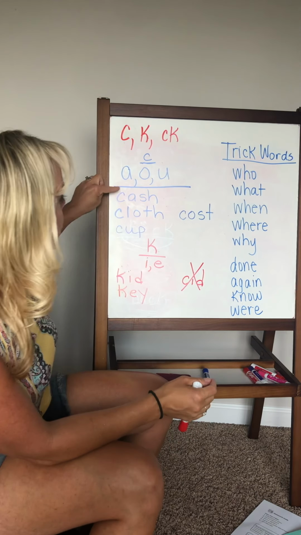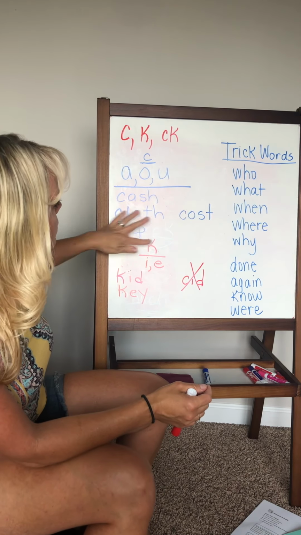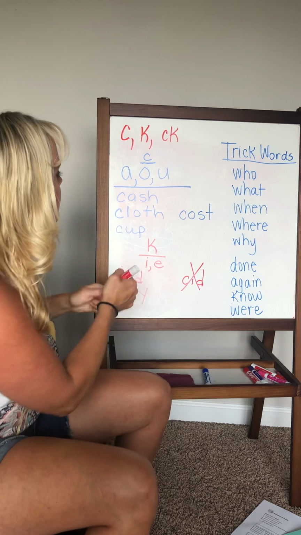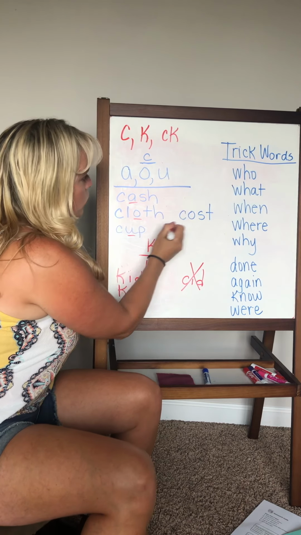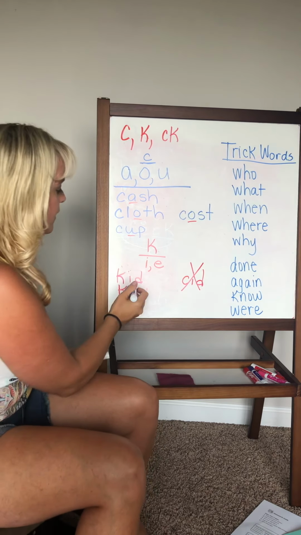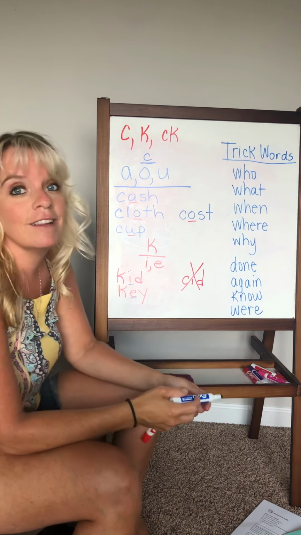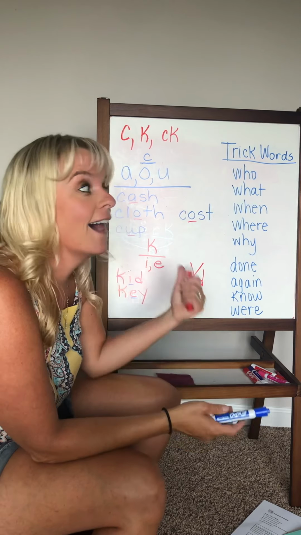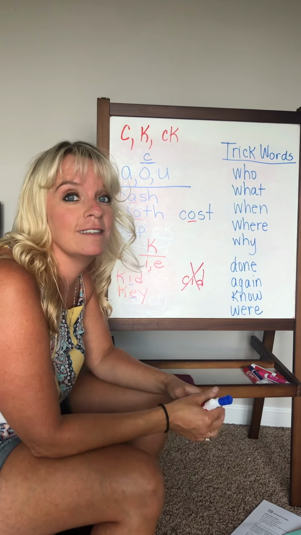If you can practice writing these C words using the A, O, and U following them, and then if you could practice some K words followed by the I and the E, I would love to see some pictures of you hard at work. Maybe you can think of some that I didn't think of. That would be pretty cool to see.